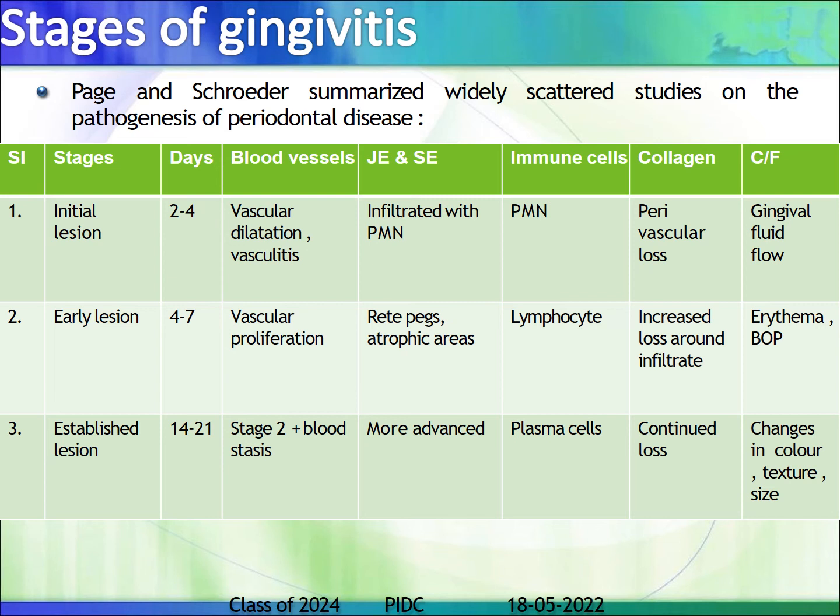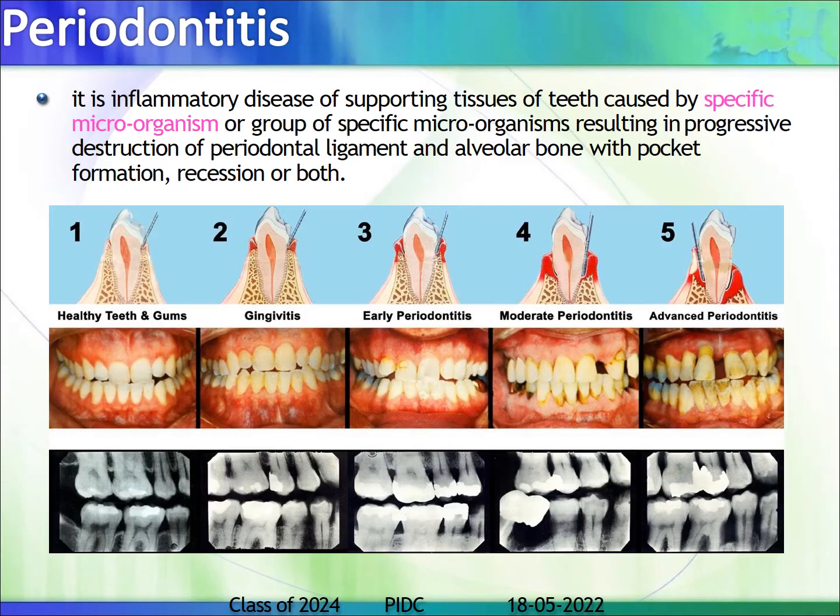Stage 2 plus blood stasis is present in this condition. There is more advanced red apex or atrophic areas. The predominant cell here is plasma cells. There is continued loss, change in color, texture, and size. So this you would notice if your patient is progressing in his disease. So try not to let the progress occur, but try to intervene at the very initial lesion itself.